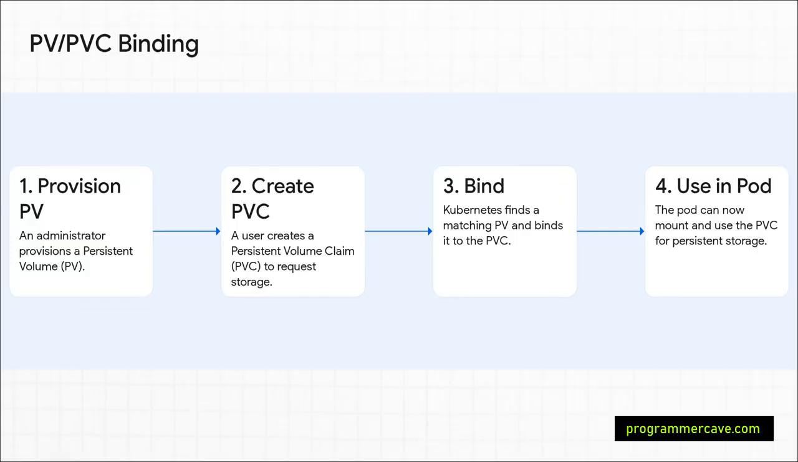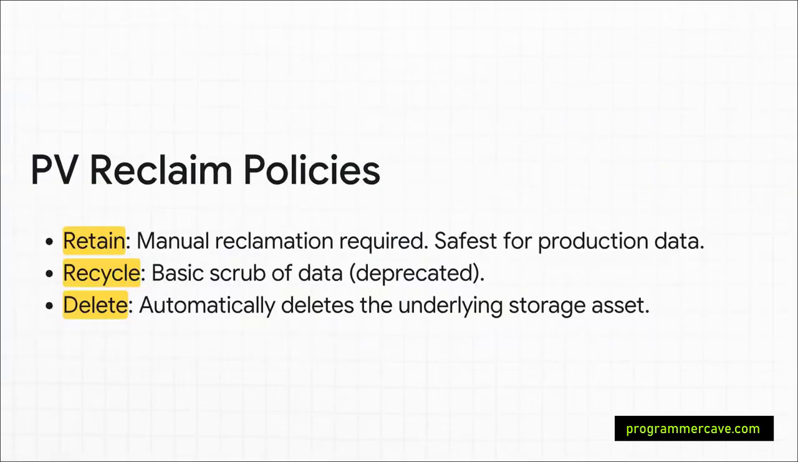All right, here's a little pro tip, something a senior engineer absolutely needs to know. What happens when you're done with the storage and you delete your claim, the PVC? That's all controlled by the PV's reclaim policy. Retain is the safest for production. The actual storage disk is kept until you manually clean it up. Delete is super convenient for dev because it just automatically deletes the underlying cloud disk for you. Choosing the right policy here is critical for not accidentally deleting your data.